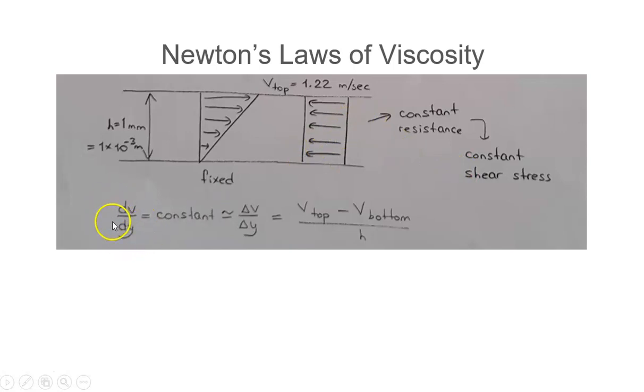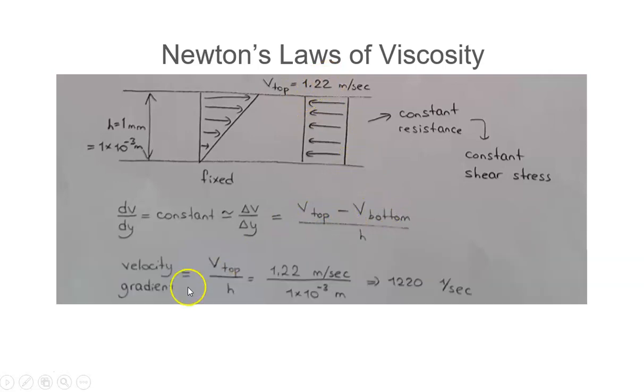We know dv/dy is our velocity gradient, which is constant, and that will be equal to change in v over change in y, which will be equal to v top minus v bottom over h. Our v top, we know it to be 1.22. Our v bottom evidently will be equal to 0. If you subtract that, the velocity gradient will therefore be equal to v top over the vertical gap or clearance, which is 1.22 meters per second divided by 1 times 10 raised to the minus 3 meters. Meters will cancel meters, and what we would have left here is 1,220 per second.